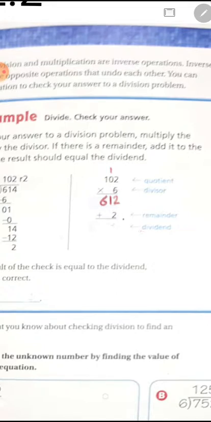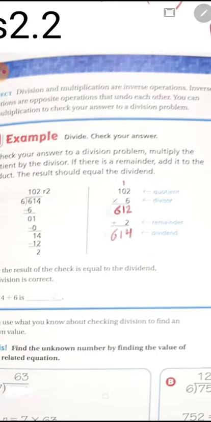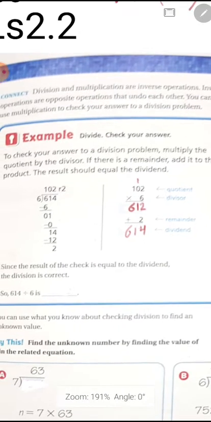I will add the remainder 2. So 2 plus 2 equals 4, then 1, 6. Look, the final answer for this operation equals the dividend, 614. That means my division is correct. That means this quotient is correct.